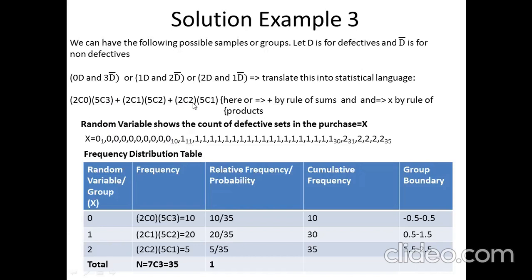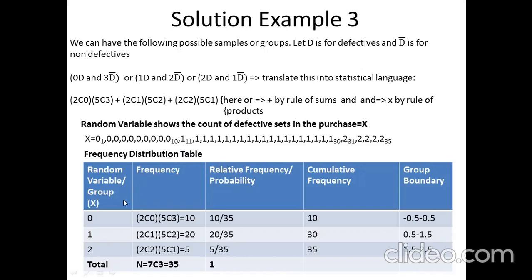And how many 2's we will have is equal to 2C2 multiplied by 5C1, which is equal to 5. So after the 30th value, the remaining 5 values would all be 2's. This makes a total of 35 values in the data set. Again, this makes good sense because, like the previous example, from 7 values we are choosing 3, so 7C3 would be equal to 35.